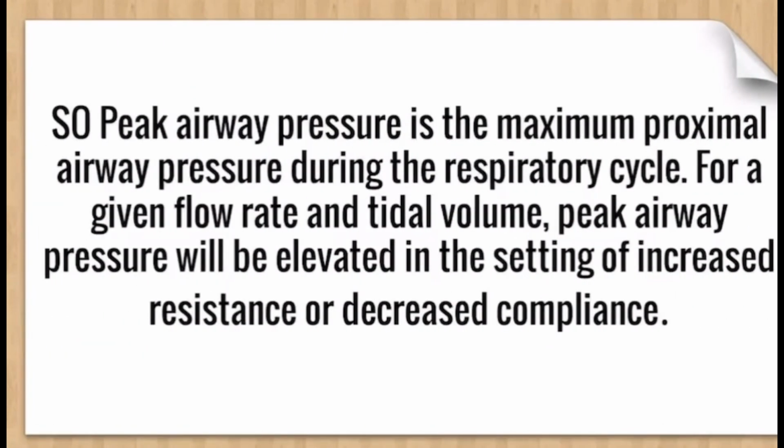So we understood the peak airway pressure: it is the maximum proximal airway pressure during the respiratory cycle. Now, for a given flow rate and tidal volume, as in volume control ventilation, there will be change only in the pressures. The peak airway pressure will be elevated in the setting of increased resistance or decreased compliance. So peak airway pressure will be increased either as a result of an increase in resistance or a decrease in compliance.